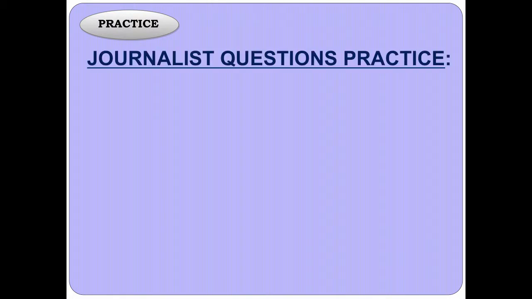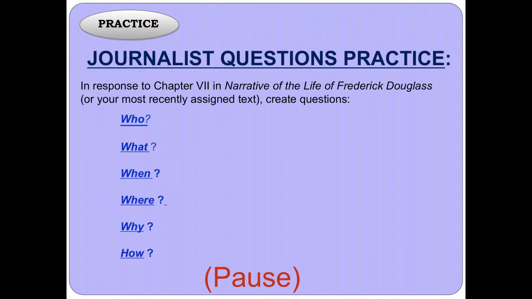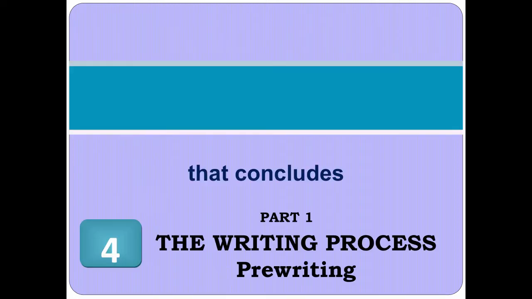Practice. Journalist questions practice. In response to Chapter 7 in Narrative of the Life of Frederick Douglass, or your most recently assigned text, create questions: who, what, when, where, why, how. Pause here and do the practice. And that concludes Part 1, Chapter 4, The Writing Process, Prewriting.